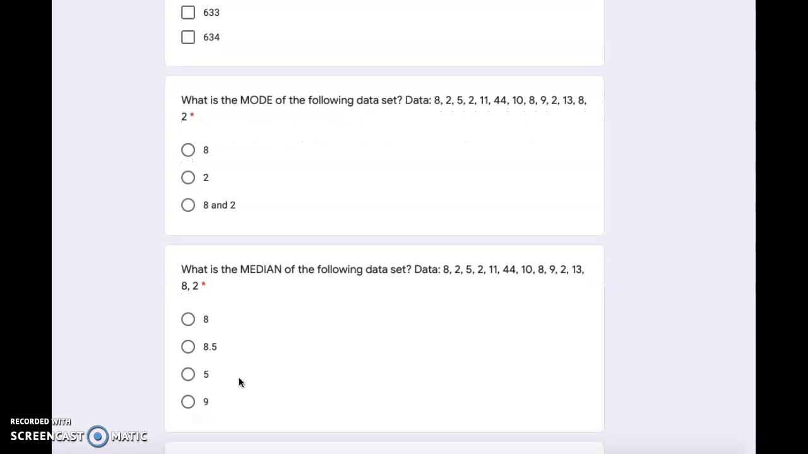Number 2. What is the median of the following data set? Remember, median is the middle number in your data, but you have to make sure you put your data in order from least to greatest to determine your median correctly. Your choices are 8, 8.5, 5, or 9.